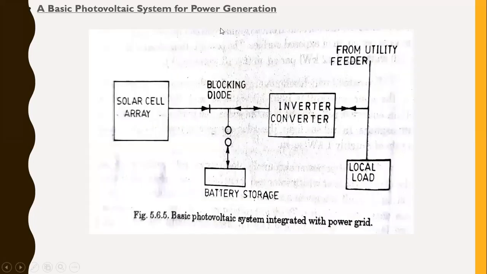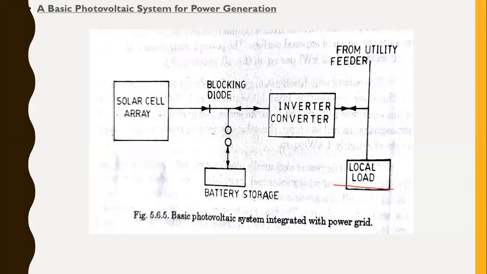This is a basic photovoltaic system for power generation, integrated with a utility grid. It is shown in this figure. This is the integration of the utility grid. It permits solar generated electrical power to be delivered to a load. So what load do we have to deliver? This type of system permits the generated electric power to go to a local load. This is the local load.